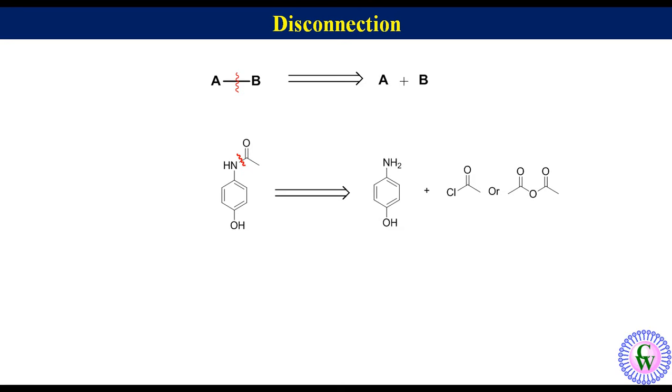Disconnection. It's an analytical operation which breaks a bond and converts a molecule into possible starting materials. This is the reverse of a chemical reaction. It is represented by a retrosynthetic arrow and a curved line drawn through the bond being broken. For example, paracetamol. It's an amide. We can disconnect this amide bond like this to get the starting materials, 4-aminophenol and acetyl chloride or 4-aminophenol and acetic anhydride.